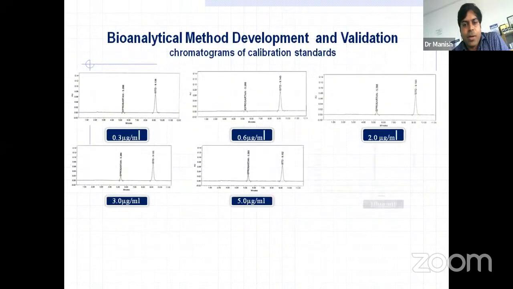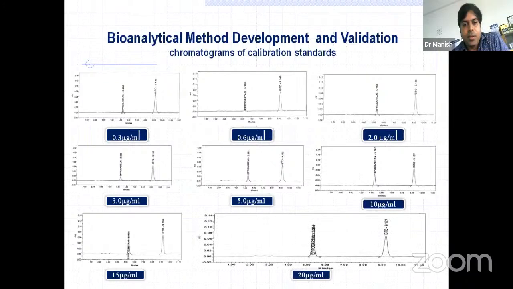So if you see the chromatograms, the drug is eprosartan, and the internal standard we have maintained at the same concentration in all the calibration standards. So 0.3 microgram per ml, 0.6 microgram per ml, 2 microgram per ml, 3 microgram per ml, 5, 10, 15, and 20. The purpose of the internal standard is to compensate for the method. So this gives information that the method is running well.